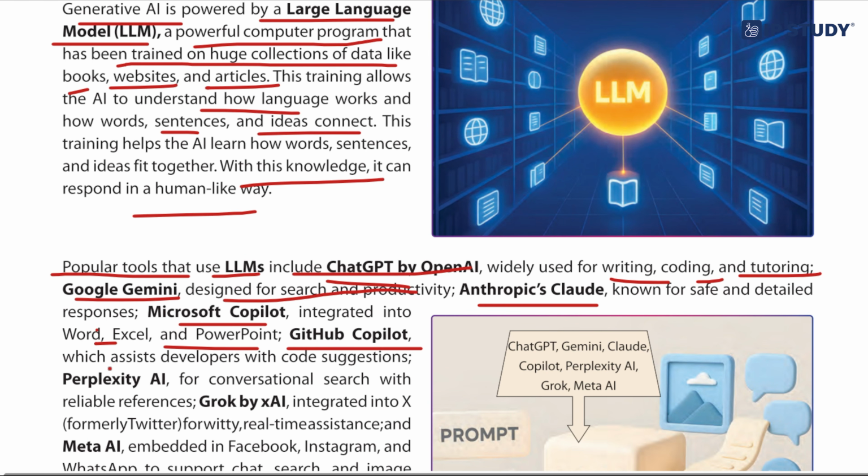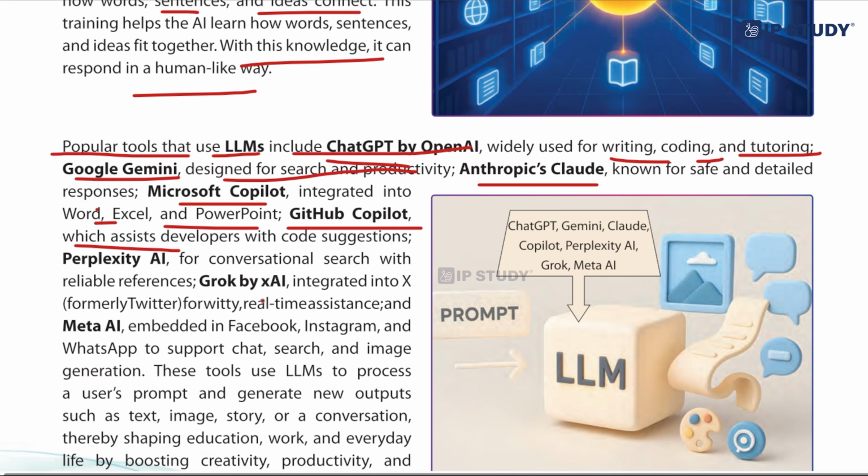GitHub Copilot, what it does, which assists developers with code suggestions. So, GitHub Copilot helps the developers in writing code, debugging code, and everything related to coding and implementing the logic. Perplexity AI for conversational search with reliable references.